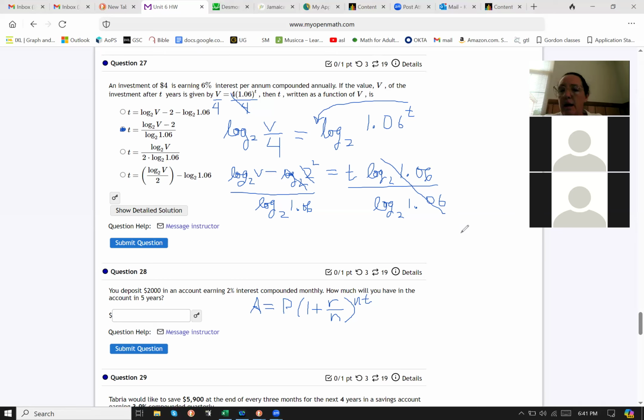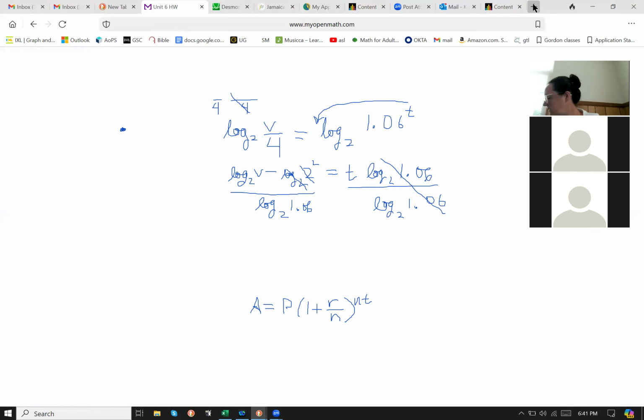Okay. Yes, the P is the 2,000, the interest rate would be 0.02. Time, the T would be 5, not 15. And N is the number of compoundings per year. Since it's compounded monthly, that would be 12 times per year. Okay, so let's go ahead and put this into Desmos now.